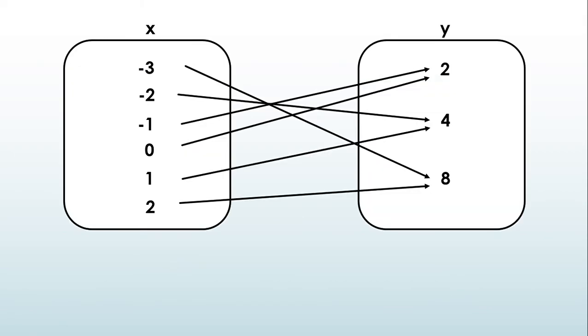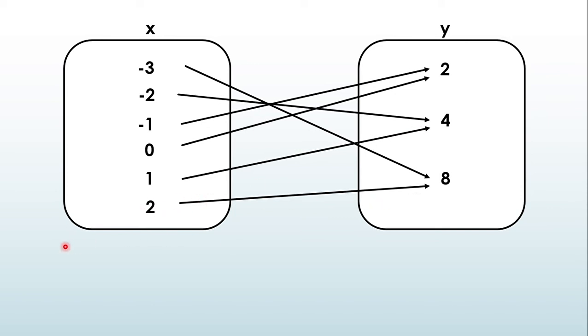Here we have a mapping diagram. We have the x values, or the domain: negative 3, negative 2, negative 1, 0, 1, 2. On the right side, we have the values of y, or what we call the range: positive 2, positive 4, and positive 8. Let us identify the relation of the domain to the range. The arrow from negative 3 points to positive 8, negative 2 to positive 4, negative 1 to positive 2, 0 to positive 2, positive 1 to positive 4, and positive 2 to positive 8.